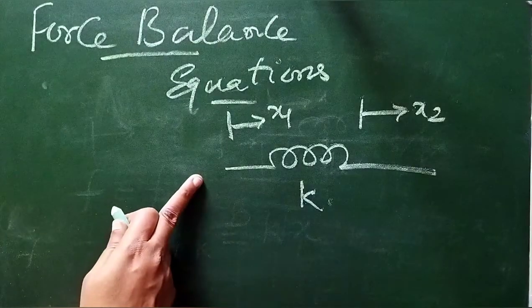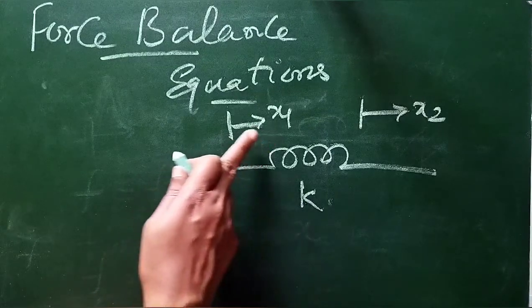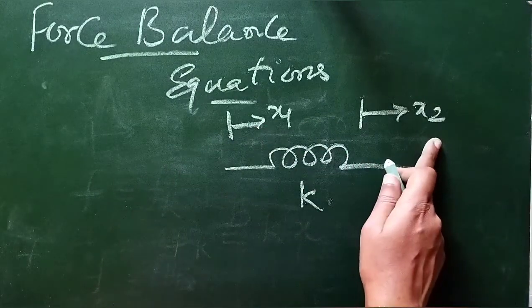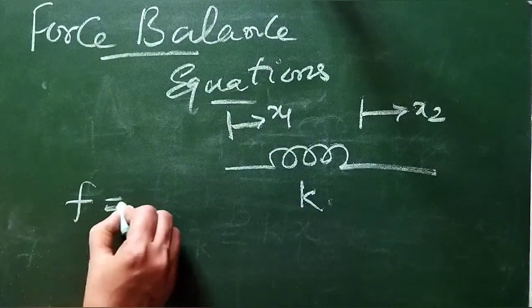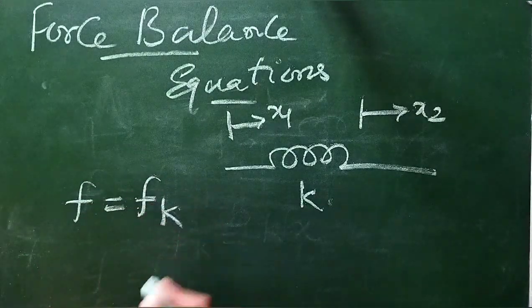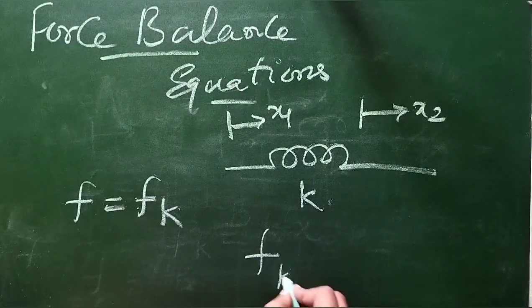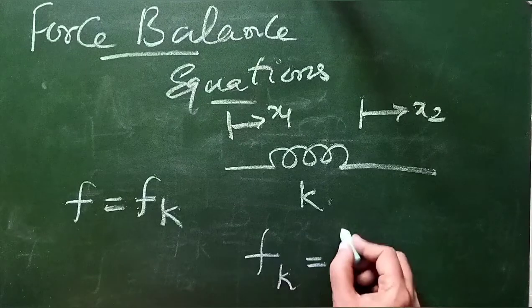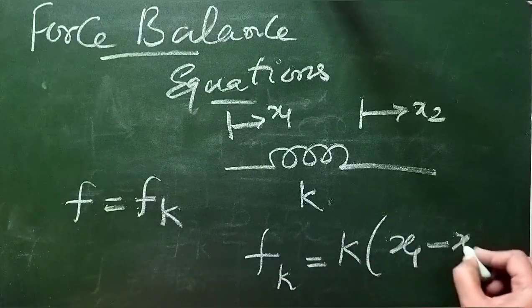Now in the same case, where we have displacement at both the ends, x1 and x2 being the displacements, then applied force is equal to opposing force Fk, and Fk is equal to K into the difference of these displacements.